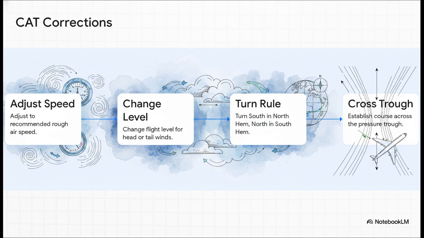Here is a brilliant trick to memorize so you can easily find smoother air. South in the north, north in the south. Meaning, turn south in the northern hemisphere and turn north in the southern hemisphere to find more favorable winds. And if you happen to hit an abrupt wind shift in a sharp pressure trough, establish your course across the trough rather than flying parallel to it.